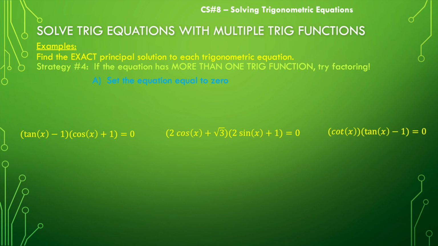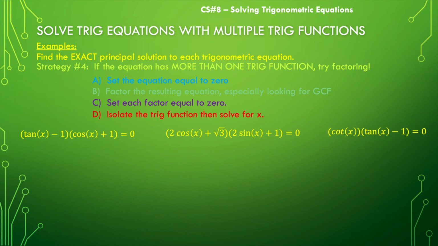First, you'll set that equation equal to 0. Then you will factor the resulting equation, and you're especially looking for a GCF here. Sometimes you'll have two binomial factors, but especially we're looking for a greatest common factor, and usually that will be a trig function. Then we'll set each factor equal to 0, and then isolate our trig function to solve for x.